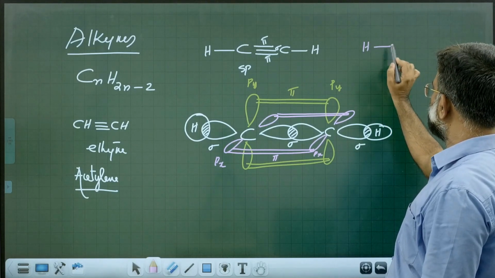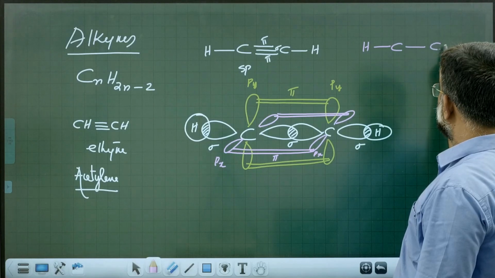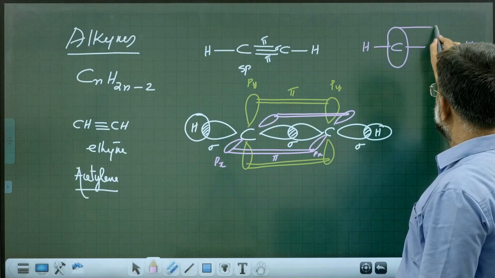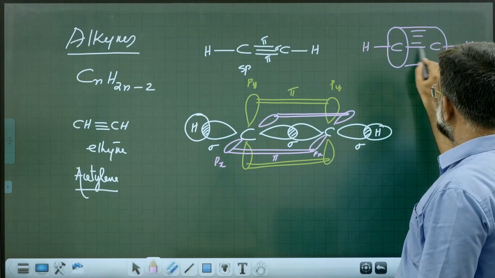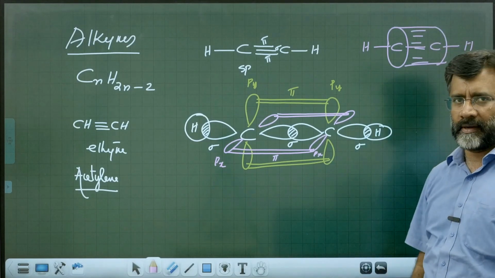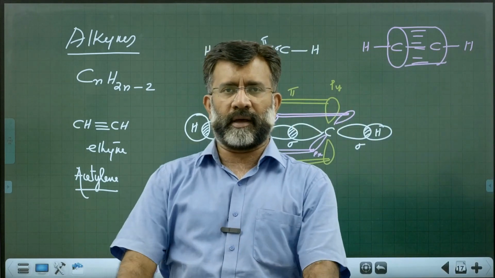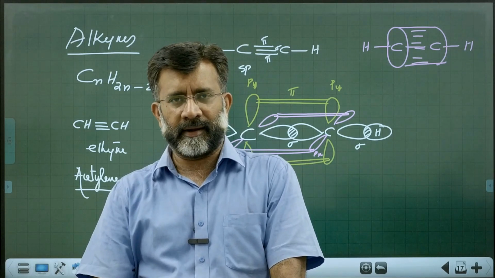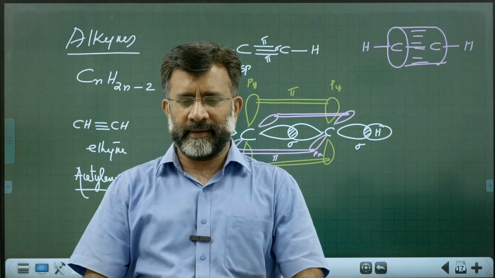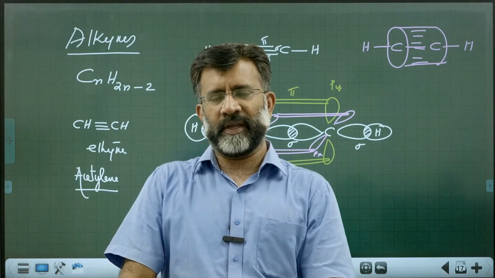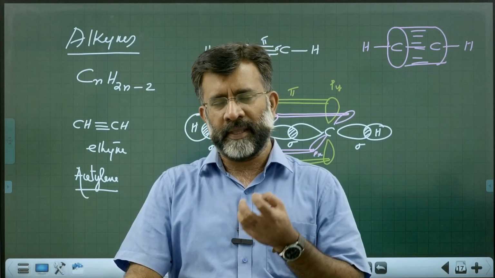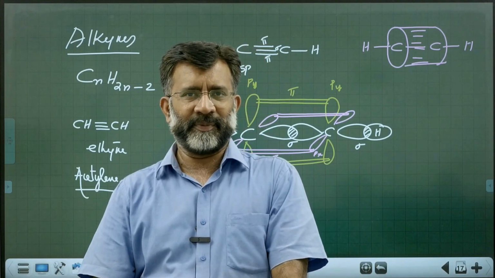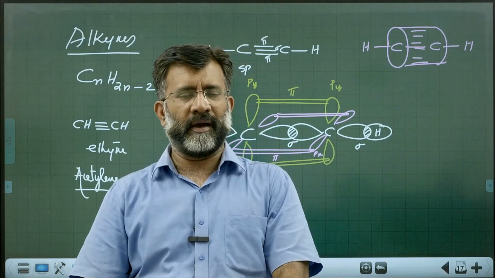So you can understand hydrogen, carbon, carbon, hydrogen. Here we can assume a cylindrical electron symmetry which is like this. We can assume that all around the carbon-carbon sigma bond there is pi electron density. So it is an electron rich center, but it is more symmetrical. That is why for certain reactions we need some special reagent to polarize that triple bond. Hope you get the picture. This is what alkynes are about.